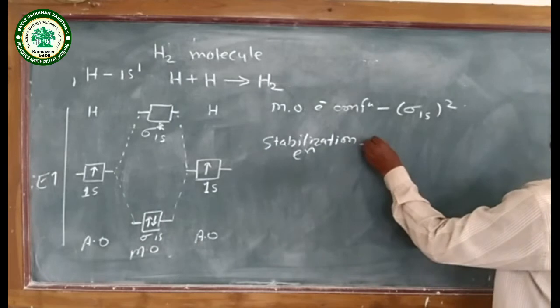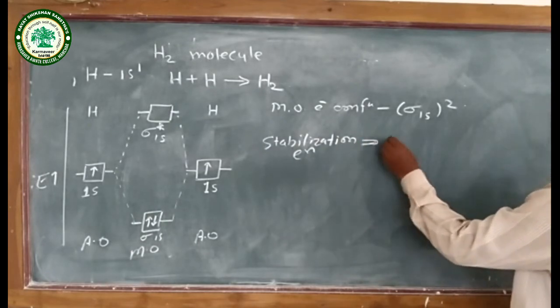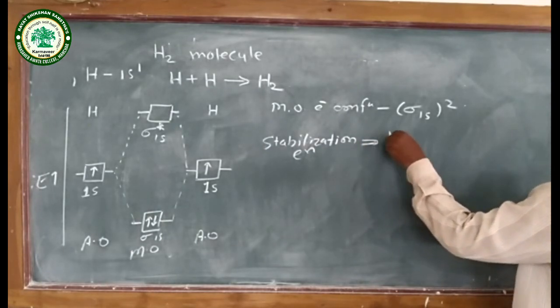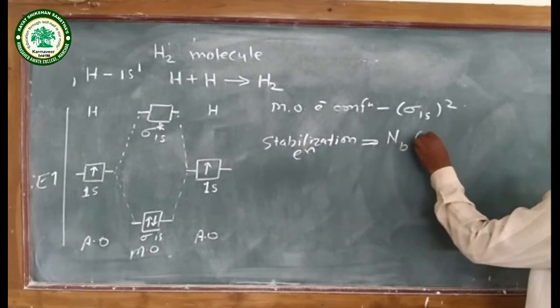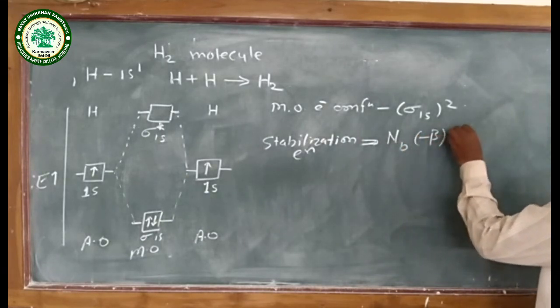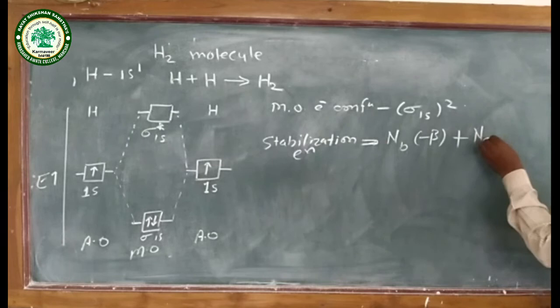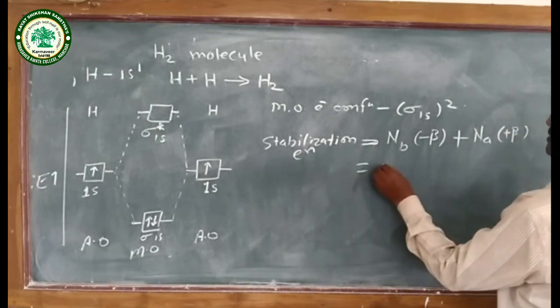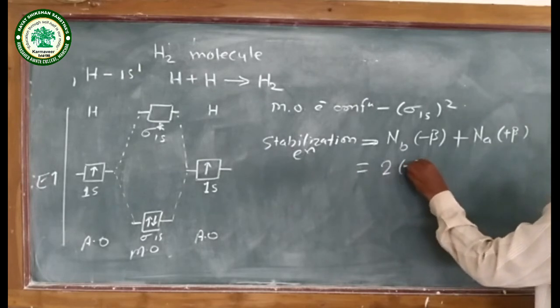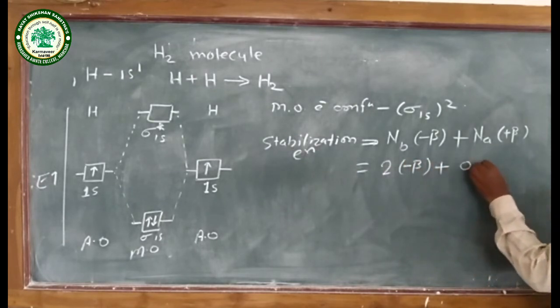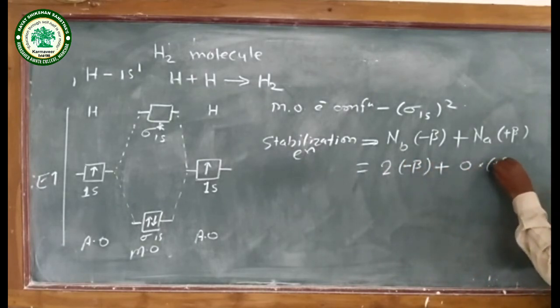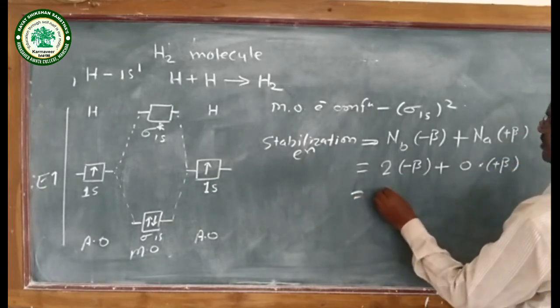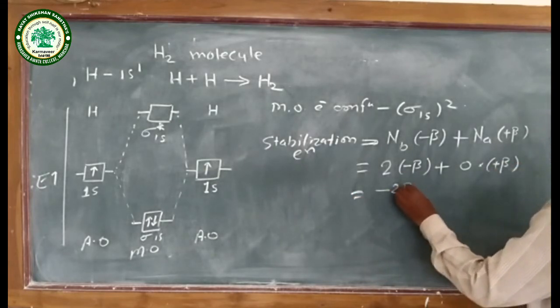We can also calculate the stabilization energy by using the formula: number of electrons in bonding molecular orbital into minus beta plus number of electrons in anti-bonding molecular orbital into plus beta. Hence 2 into minus beta plus 0 into plus beta, and thus the stabilization energy is minus 2 beta.